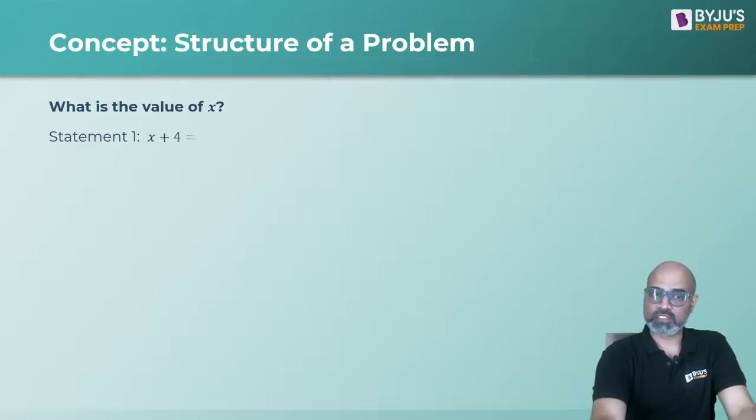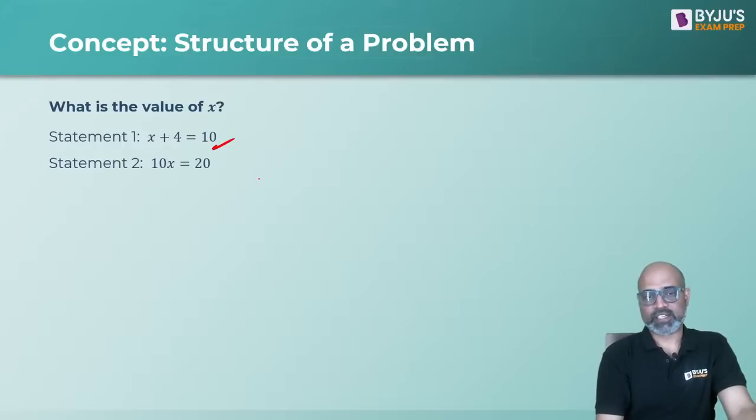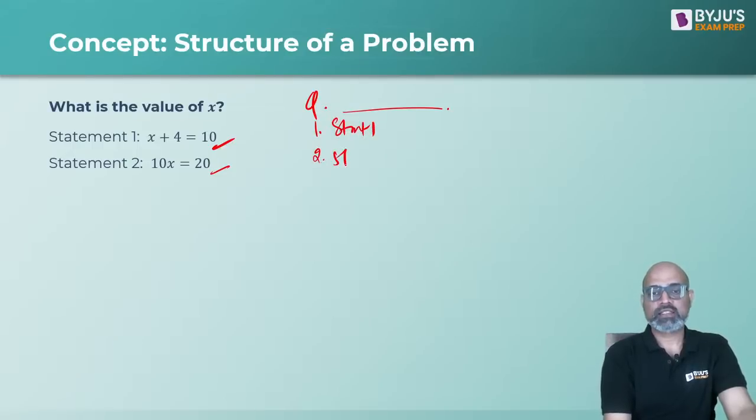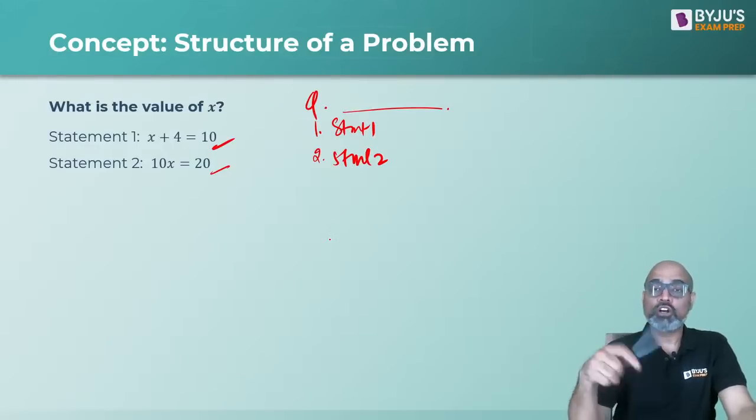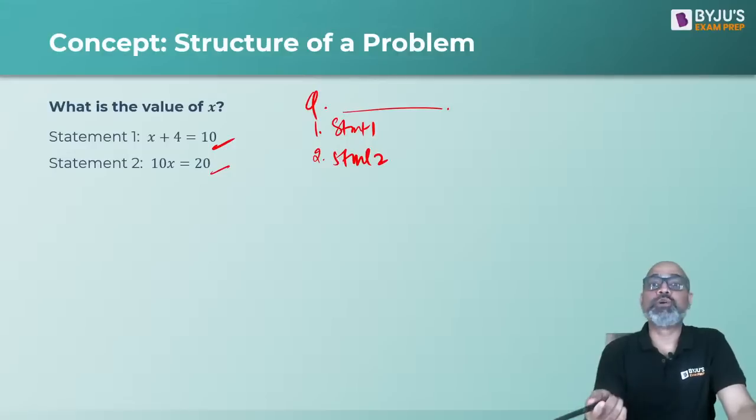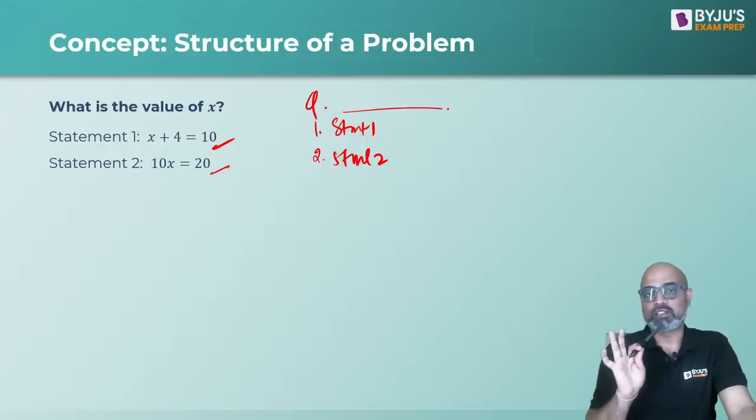For example, this is the first question. What is the value of x? The first statement gives you x plus 4 is equal to 10. The second statement gives you 10x is equal to 20. This will be a standard thing. A question will be asked and then you will be given two statements, statement 1 and statement 2. The statements are given in such a way that the order will not change how you get an answer. If I write statement 2 first and statement 1 later, it makes no difference.